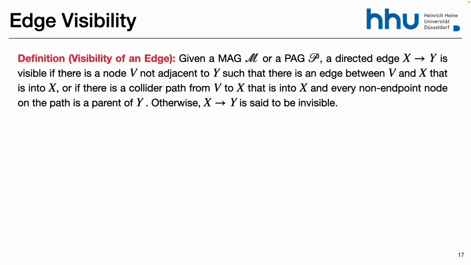The concept of edge visibility I gave you already. So it was proposed here in this context. I'm going to just revisit, but basically you already know. So a visibility of the edge, this can be just from a MAG or from a PAG, but it's a directed edge. And this edge is directed, but that doesn't imply that it's confounded.